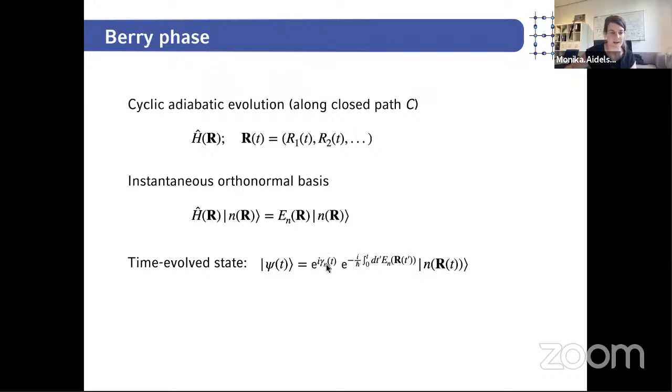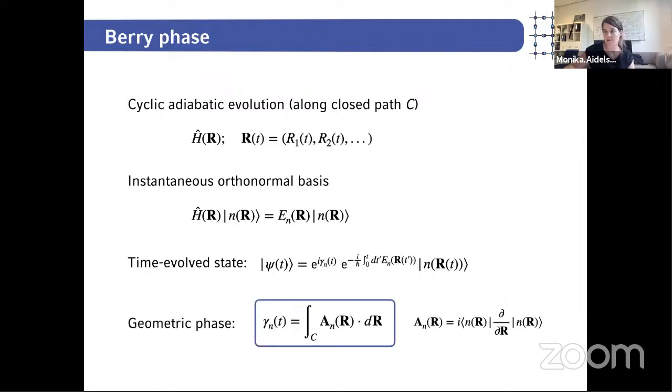The first one, gamma n, is the one we are interested in. That's the geometric phase. But there's a second contribution, the so-called dynamical phase, which depends on the energy of the band. And this geometric phase is the integral over the Berry connection, which in this case is defined as the derivative with respect to R, in our case, the derivative with respect to Qx, Qy. Okay, so there's this additional term, the dynamical phase, that one has to be careful about.